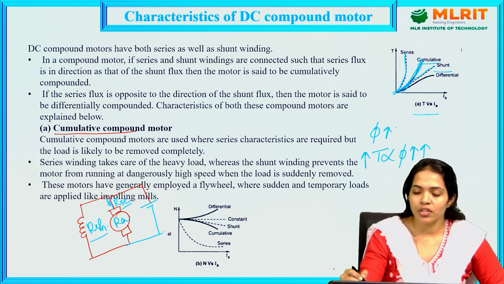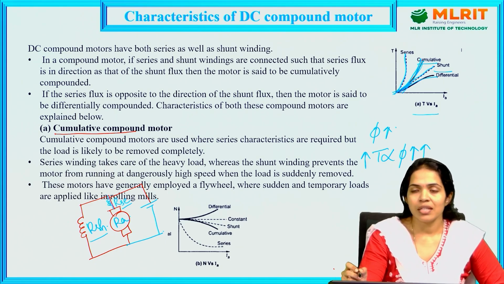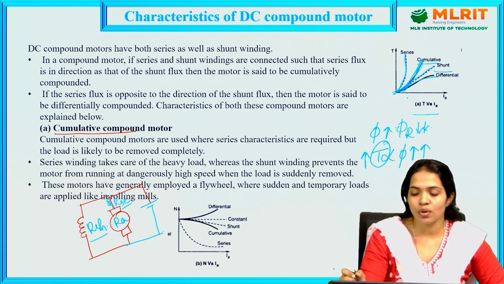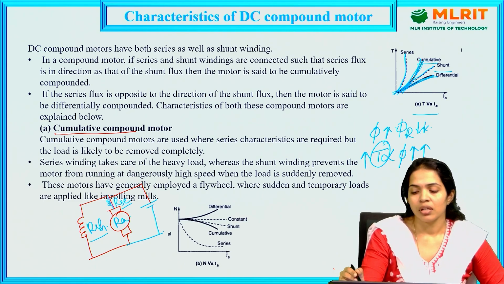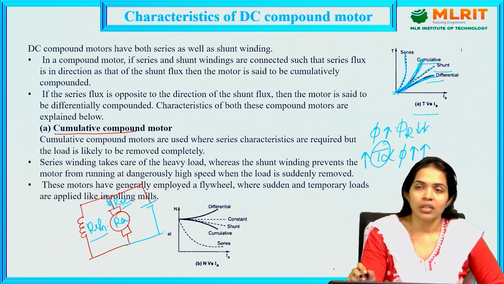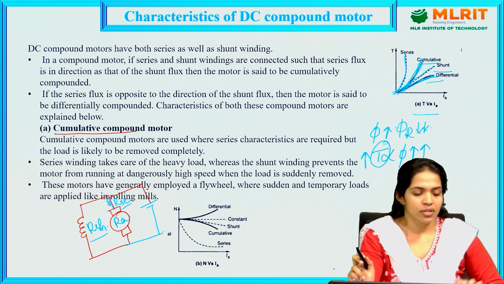And for the differential compound motor, the fluxes oppose each other, so the resultant flux will decrease, which decreases the torque value for a given armature current. When the armature current increases, the torque is almost a linear graph, and it always lies below the DC shunt motor characteristics. So for cumulative, it is above the DC shunt motor characteristics, and for differential, it is below the DC shunt motor characteristics.